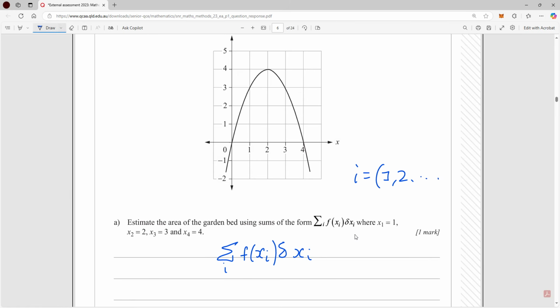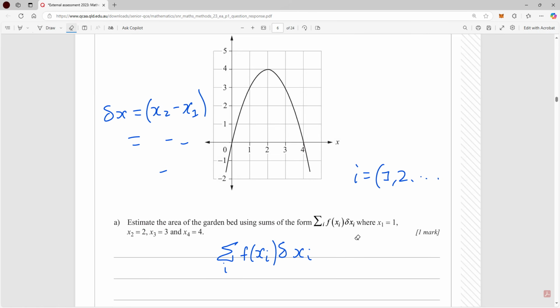So the delta here for, let's say, x2 and x1: you can see x2 here is 2 and x1 is 1. So that difference is going to be 1. And it would be the same with each of them, okay? So back to this formula here.